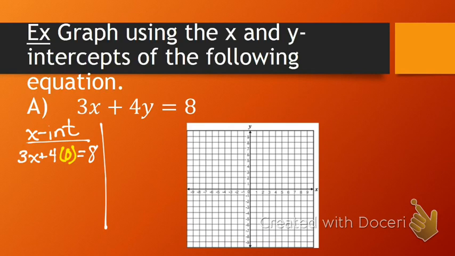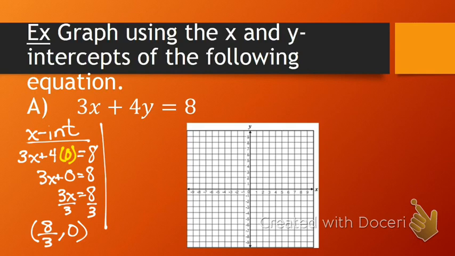My bad. It's supposed to be a 3. So 4 times 0, 3x plus 0. Divide both sides by 3. So we get an x-intercept of 8/3, 0. The bad thing is we don't exactly know where 8/3 might be. Either I use a calculator or I use some sense of, okay, how many perfect 3's go into 8, and then what's left over.